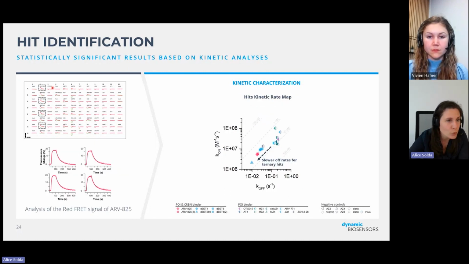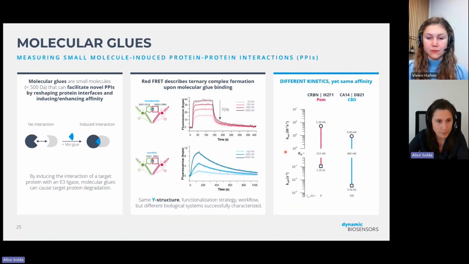And if you zoom in on the different replicates, in this case ARV-825, you see that the single kinetics are very reproducible. And okay, it's a single concentration, but nevertheless, it can give you a general idea about the trend. And you see here immediately, these are the ternary, while the other colors are the binary, that the ternary have a slower off rate compared to the binary, because again, they gain stability due to the avidity component.